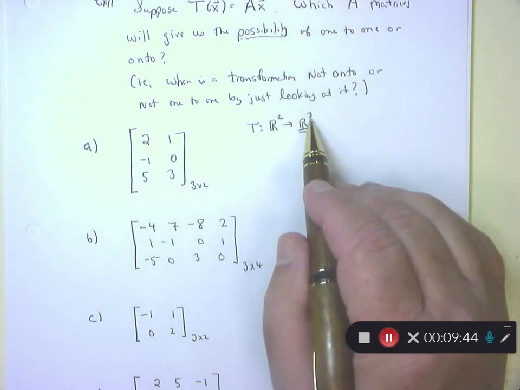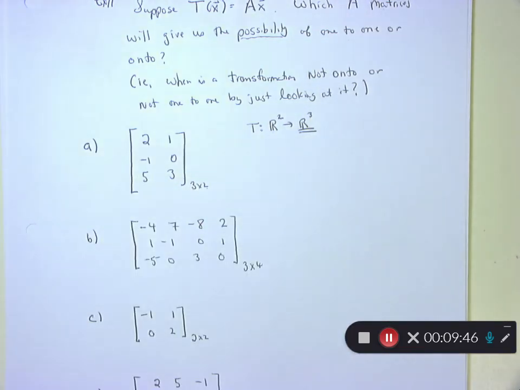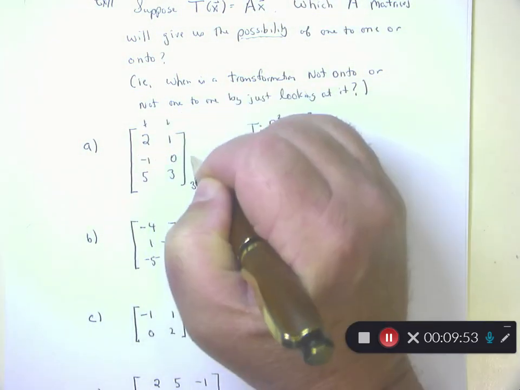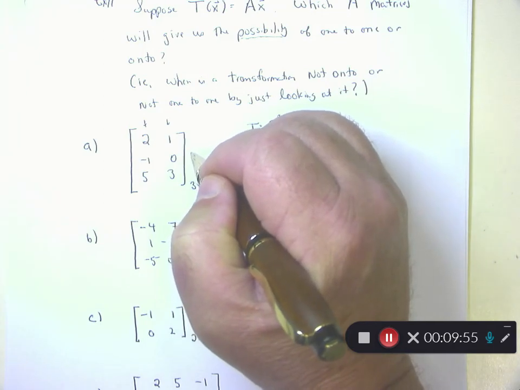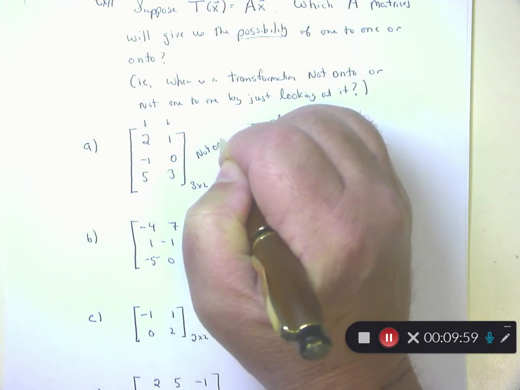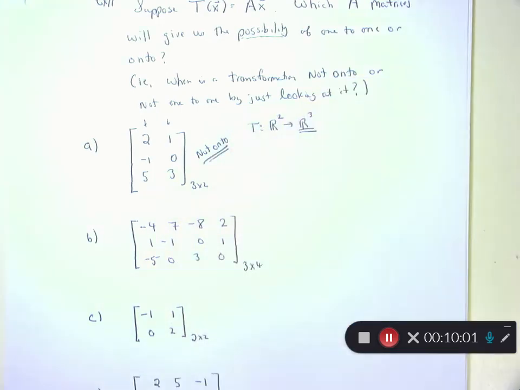M is 3. How many columns do we have? 2. What does that mean? That means just by looking at it, I'm going to R3, but because I have 2 columns, this guy is, quote unquote, not onto. That is the answer I'm after.